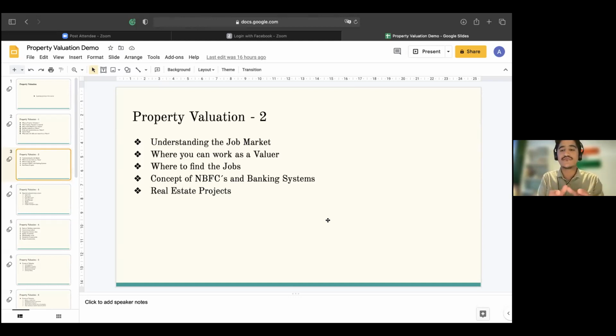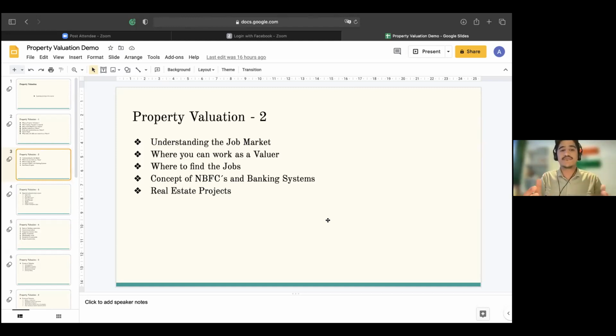The valuation industry works in 2 scenarios. There is one, NBFCs, which are non-banking financial institutions, and then the banking system, that is banks like SBI, maybe big banks, HDFC, all these. So I will try to give you the concept of these 2 things, what scenarios you have to come under in these particular organizations, right?